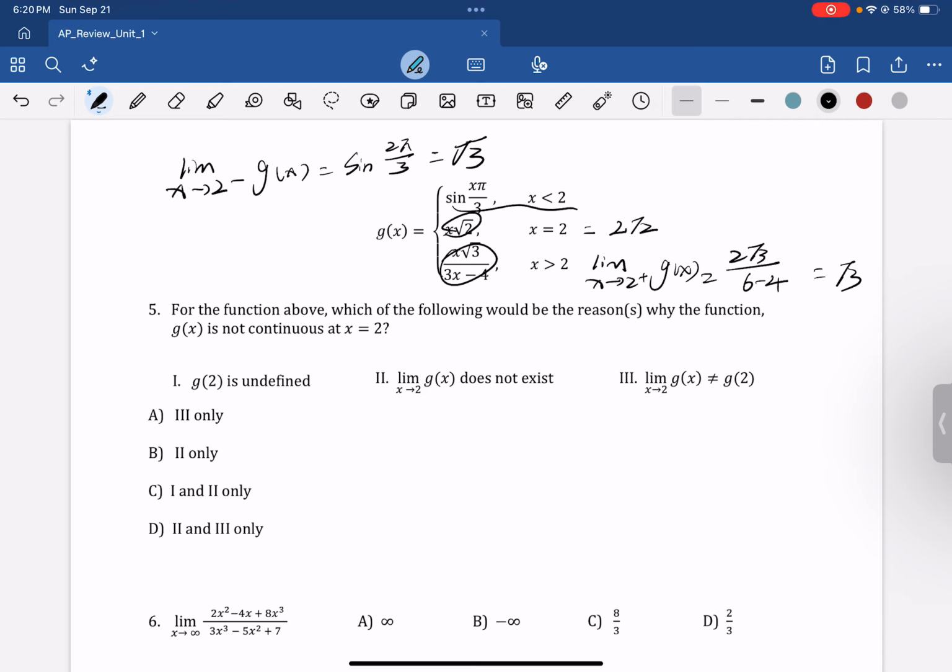So the limit as x approaches 2 does exist and equals root 3. So the second option is wrong because the limit does exist. For the first one, g of 2 is undefined? It's basically defined because we plug in the number and it becomes 2 root 2. So it's defined, absolutely defined. Alright, for the third one, yes, because the limit as x approaches 2 of g of x goes to root 3, which is not equal to g of 2, which is 2 root 2. So this one is correct. So the correct answer would be A.